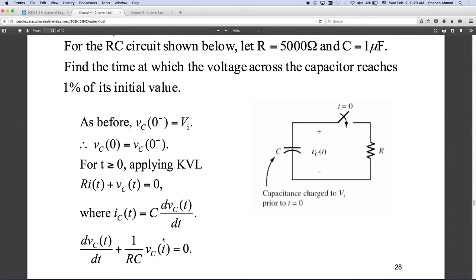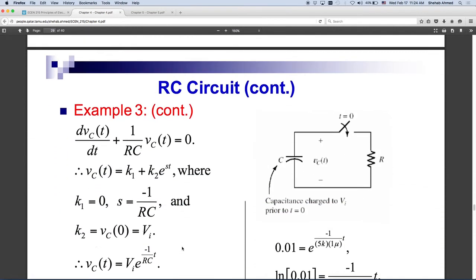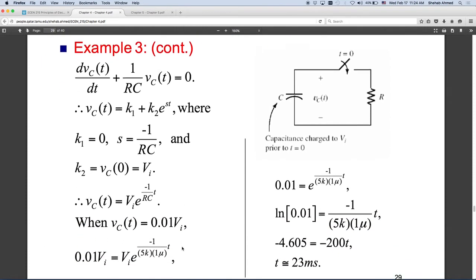We put the equation in the format that we like: the differential plus A times x of t is equal to B. B here is equal to 0. So now you have your A, you have your B. You know the solution is in the form of K1 plus K2 e to the st. S is equal to minus A. You have your B and your A, you substitute in your equation. That's what they will do here.